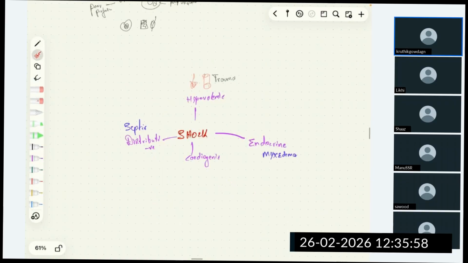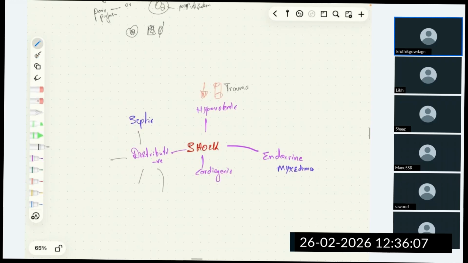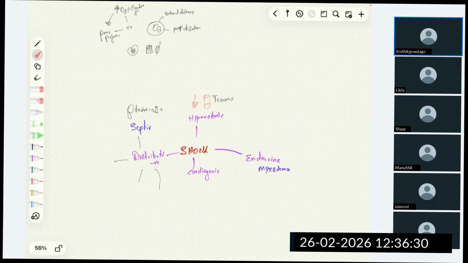And also we have distributive shock. Under distributive shock, we have septic shock. In the septic shock, the bacteria releases toxins, which causes vasodilation. Due to this vasodilation, the blood will pool inside the blood vessels, most commonly in the venous system. So when there is pooling of blood, even though adequate blood is present inside the body, it is getting pooled at one place, leading on to reduced cardiac output, which results in shock.